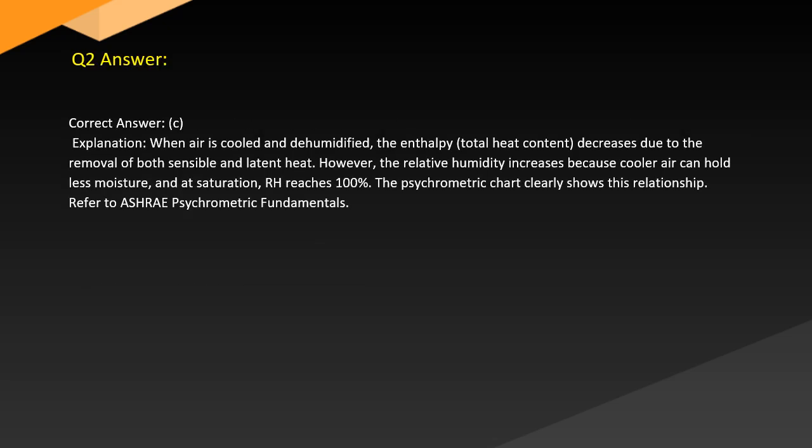Answer. Correct answer: C. Explanation. When air is cooled and dehumidified, the enthalpy, or total heat content, decreases due to the removal of both sensible and latent heat. However, the relative humidity increases because cooler air can hold less moisture and, at saturation, RH reaches 100%. The psychrometric chart clearly shows this relationship. Refer to ASHRAE psychrometric fundamentals.